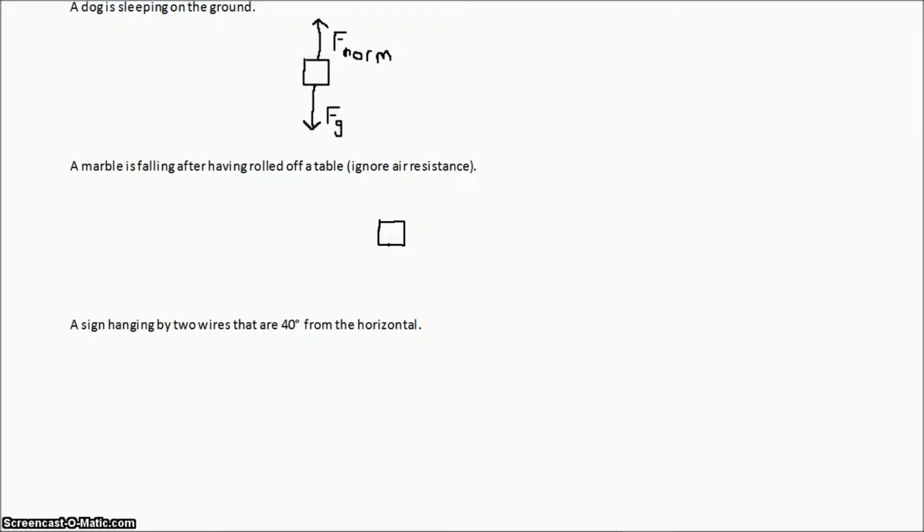And then, again, sticking to the tips, we draw our arrows that are vectors representing the forces. In this case, the marble is already fallen from the table, so we have gravity, of course, pulling downward. And then we label that Fg, F gravity. And since it's off the table, we're ignoring air resistance. There are no other forces acting on it.